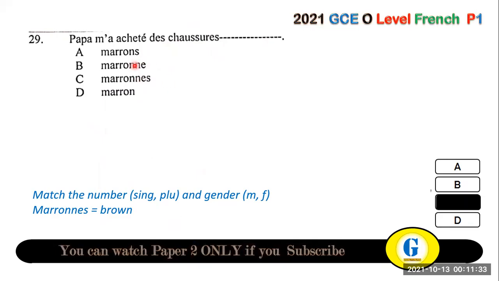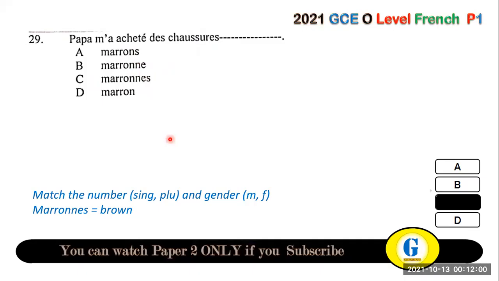Brown, marron, which of the marron should we use? The first one is masculine singular. The second one is feminine singular. The third one, the first one is masculine plural, because there's S. The second is feminine singular. The third one is feminine plural. And the last one is masculine singular. So now that I've said chaussures here, you have to use the one that has S at the end.